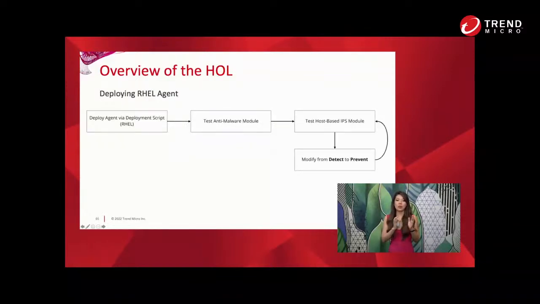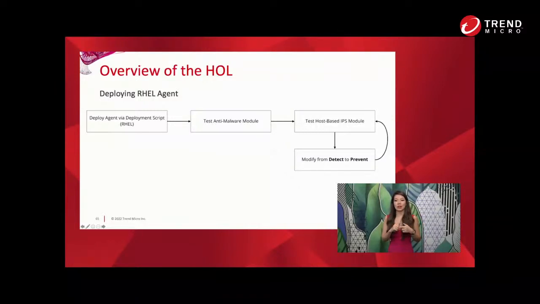Step 2 will be doing the deployment of the Red Hat instance. In this case, you'll be doing the deployment via a deployment script, and then we're going to test out 2 modules. The first one is the anti-malware module, which is very straightforward. And the second one, we're going to test out the host-based IPS module. As part of that, we have 2 modes for you to try.